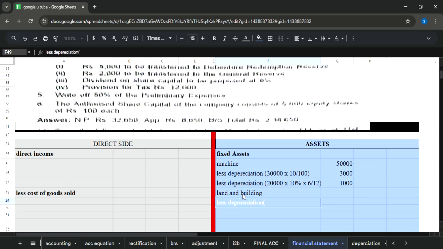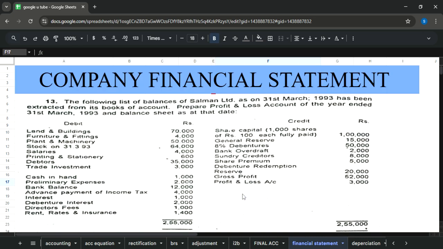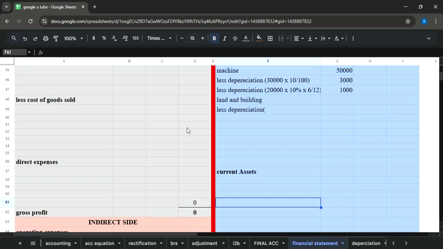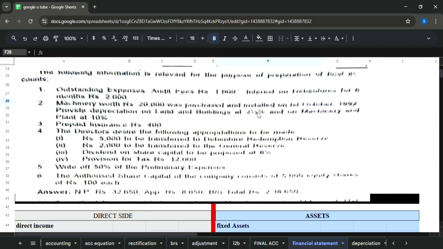Let's see how much the value of land and building is. This is the first value, 70,000. So here 70,000 is the value of the asset, and we will take the percentage. The percentage provided there was 2 into 1 over 2. Once again, I'm letting you know that it's 2 into 1 over 2.